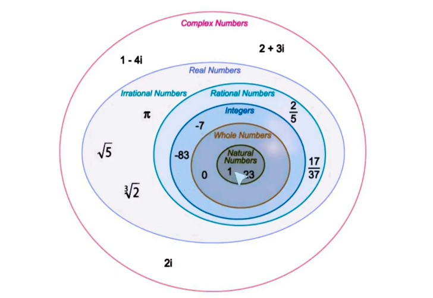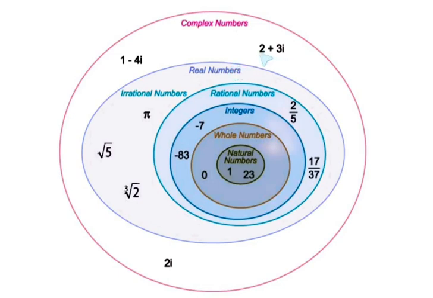All these numbers, and the rational numbers are like 2 by 5, 17 by 35, in the form of p by q. Irrational numbers are different from rational numbers, and real numbers include both irrational and rational numbers. Pi, root 5, cube root of 3, numbers like these are called irrational numbers, and all these rational and irrational numbers are called real numbers.